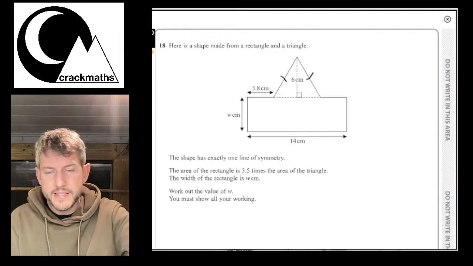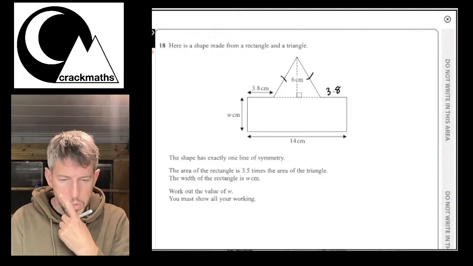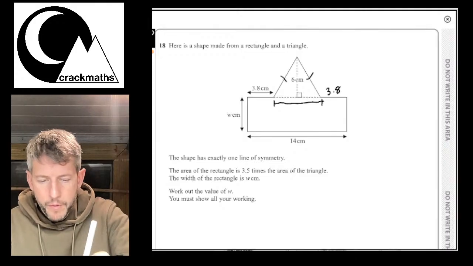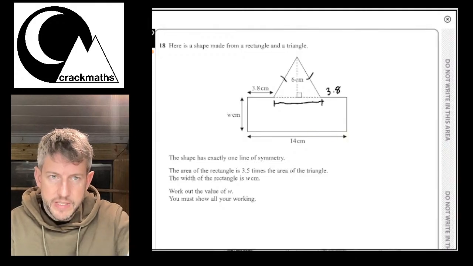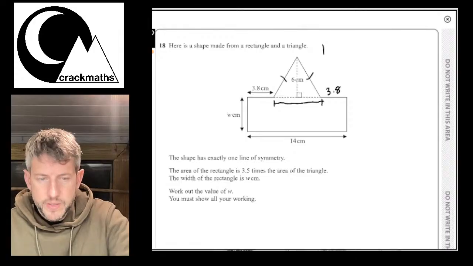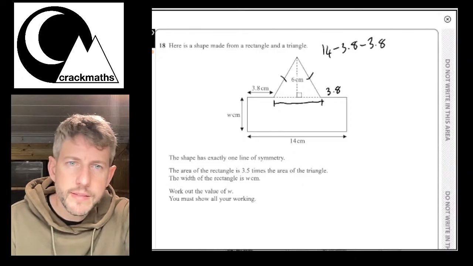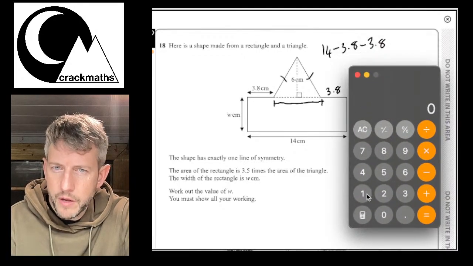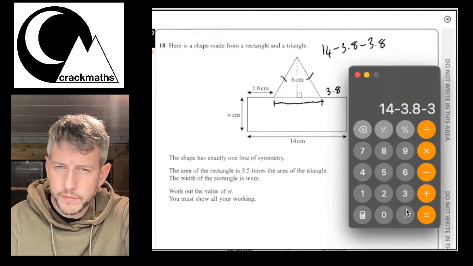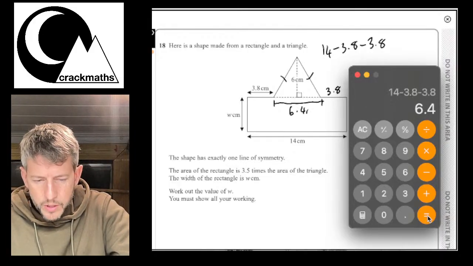So, if this line here is 3.8 and it's symmetrical, this is going to be 3.8 as well, which means that this distance here is going to be 14 centimetres, take away this 3.8 and take away that 3.8. So I need to work out 14, take away 3.8, take away 3.8. Let's get the calculator out. 14 minus 3.8 minus 3.8. So here we go, that length there is 6.4 centimetres.